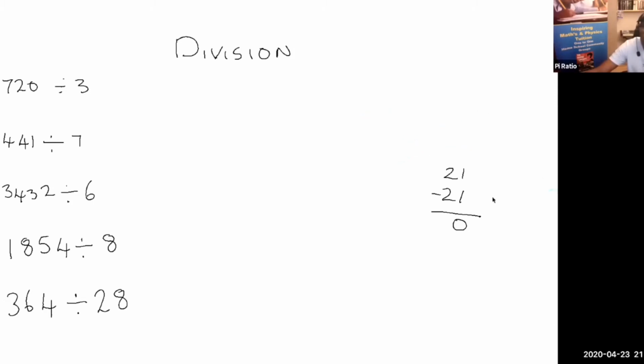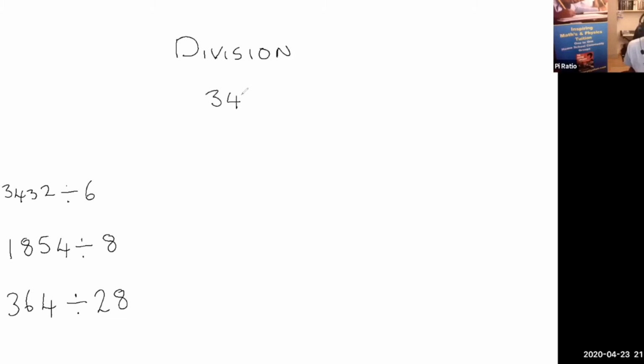So we've done number 1. We've done number 2. So let's just get rid of number 1, and get rid of number 2. Okay, so let's look at number 3. Number 3 obviously has got a few more digits in play, but the process is still the same. So we've got 3432 divided by 6. And that is equal to 6 on the outside. And then you do the bus stop, and you put your numbers on the inside.